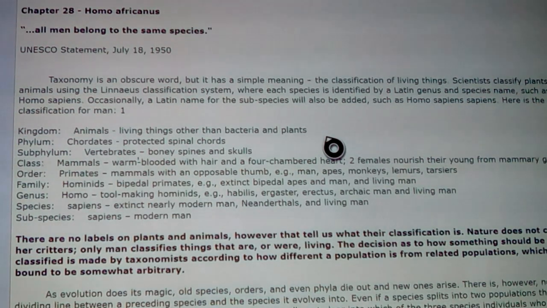But let's get into this idea here. So here's the classification for man. This is number 1 on this list that I've finally gotten to now. Kingdom. This is separated in different ones, but we're looking at animals, which means living things other than bacteria and plants, like flora and fauna. Well, we're looking at the fauna.